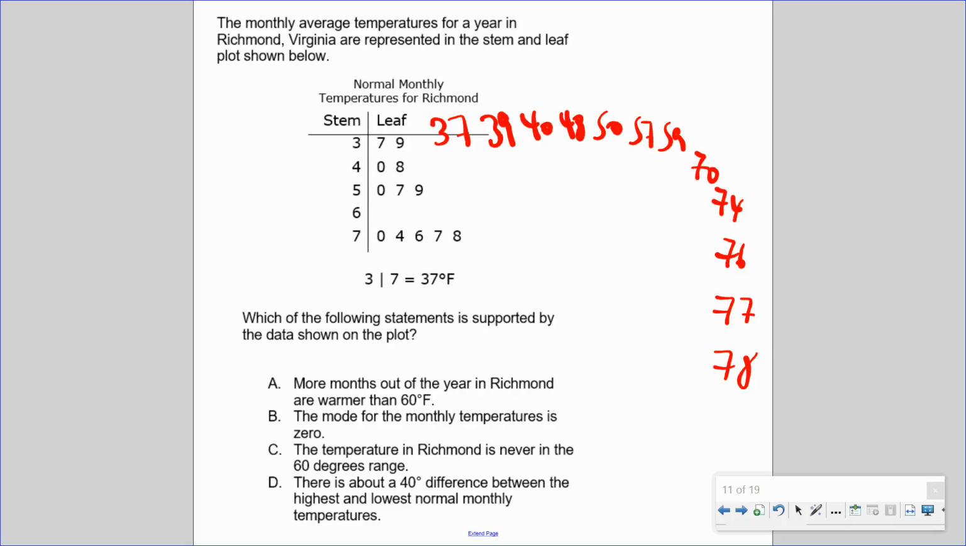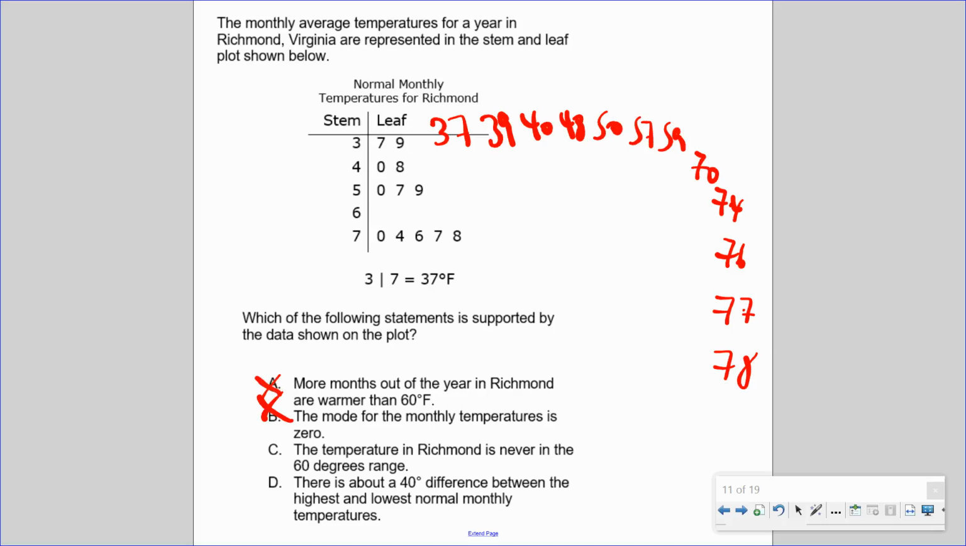More months out of the year in Richmond are warmer. So this is the monthly average temperature for a year in Richmond. So there's 12, 2, 4, 6, 8, 10. There's 12 months. So it must be the average temperature from January all the way to December. More months out of the year are warmer than 60 degrees. 1, 2, 3, 4, 5. No, that's not really correct. There's half, it had to be more than half. The mode is 0. There's no mode here. There are no numbers that repeat themselves.